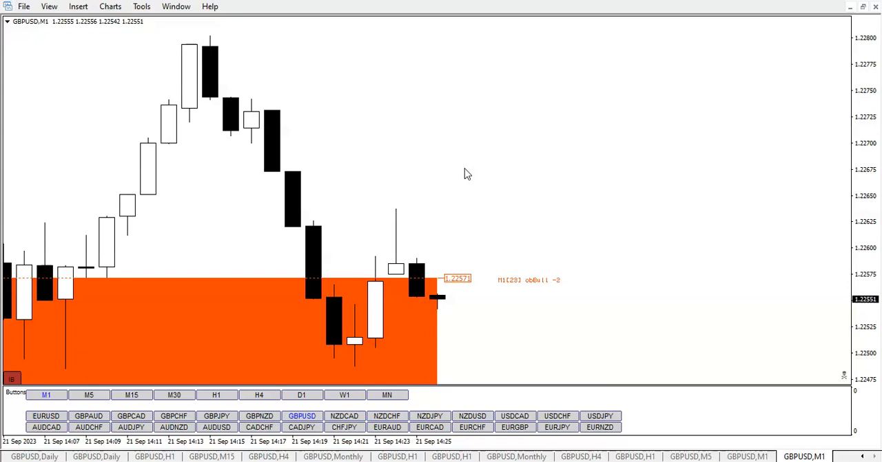So it's kind of interesting. I picked a good time to show the order block because you saw how it actually worked, which is kind of nice.